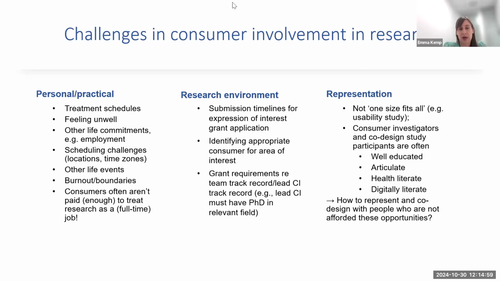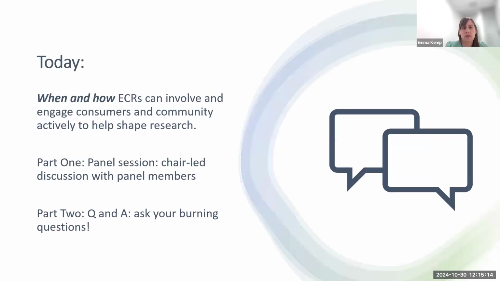And there can also be challenges in representation. So we know, for example, that people who tend to be trained in community member advocacy tend to be very well educated, articulate, and so there can be challenges in representing groups who may be less educated or less articulate, just as one example. Oh, I've gone too far ahead.